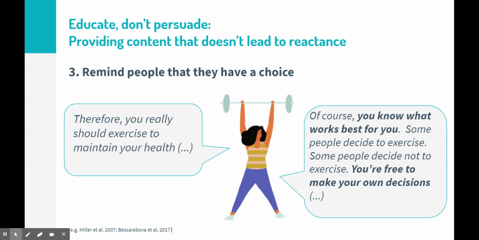Then a third thing that you can do to decrease people's reactance when they are reading or viewing your media content is to remind them of their freedom to choose. So, for instance, in one experiment, researchers tested several messages to promote exercising. Now, one type of message really stressed the importance of exercising with all the arguments, and it ended with the notion that therefore you should really, really, really exercise to stay healthy.